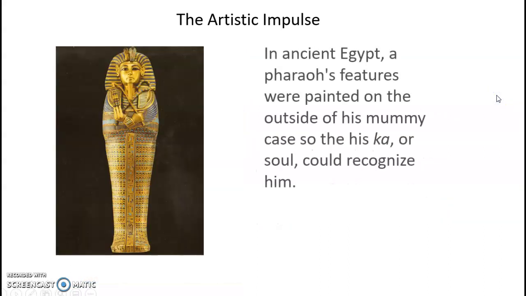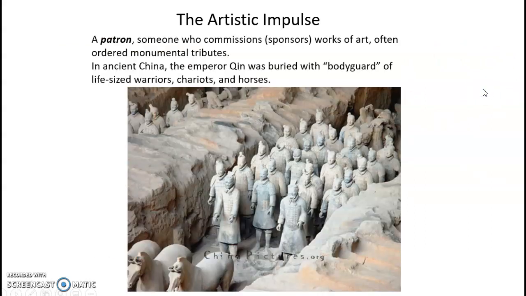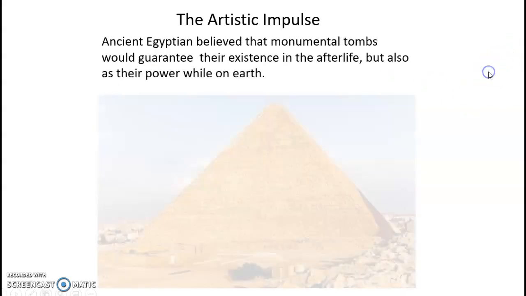Another reason, in ancient Egypt, they often would paint the image of the person inside so his ka, or his soul, would recognize them. They were very, I guess you could say, into the afterlife. Now, a patron is someone that commissions the art. And in this case, this is Emperor Qin. And what he did, he commissioned not only his tomb, but the bodyguard, life-size warriors and chariots and horses, and there were thousands of them that were guarding his tomb. But he was a patron, he commissioned them.